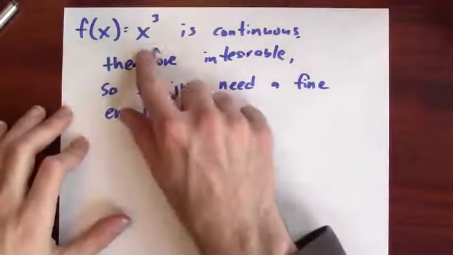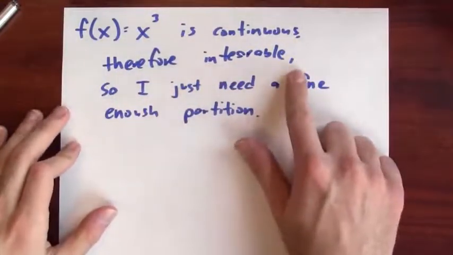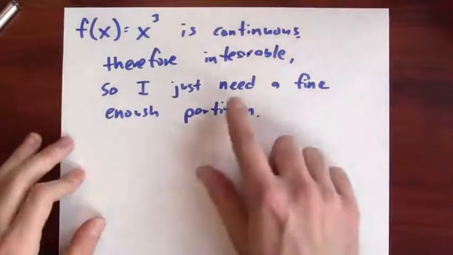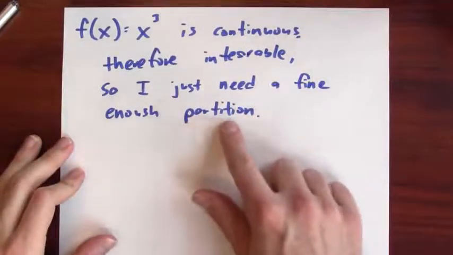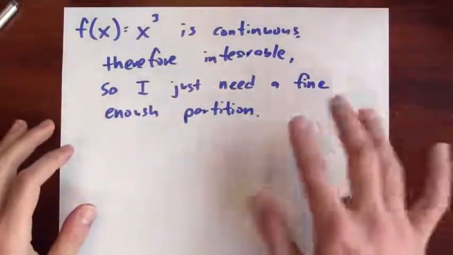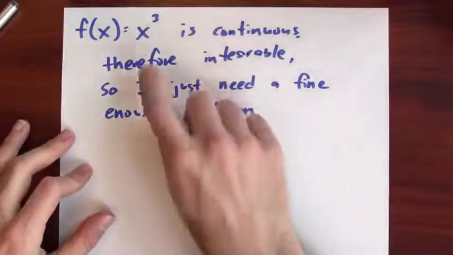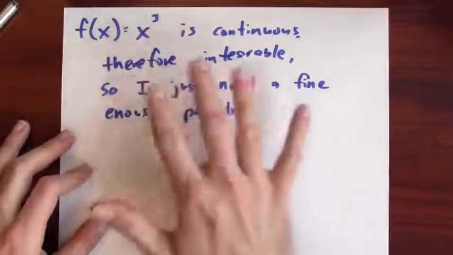Let's integrate x cubed from 0 to 2. In this case, the function x cubed is a continuous function, therefore it's an integrable function. So all I need is just to start with a fine enough partition, and it won't matter how I pick those sample points inside the partition. My Riemann sum will be close to the true value of the integral.